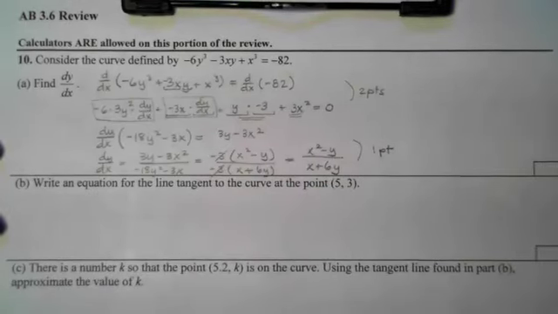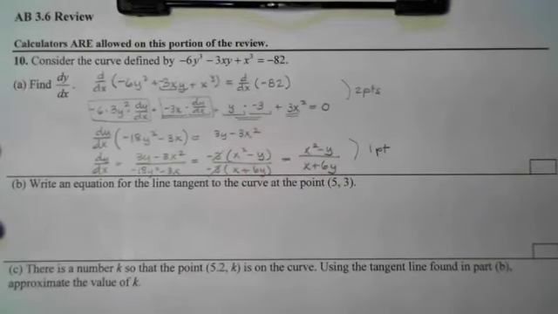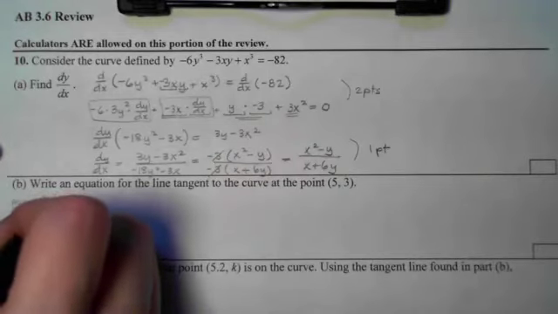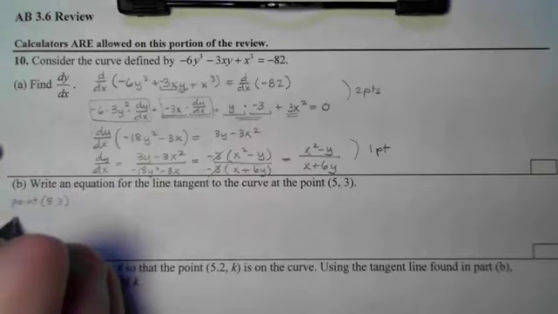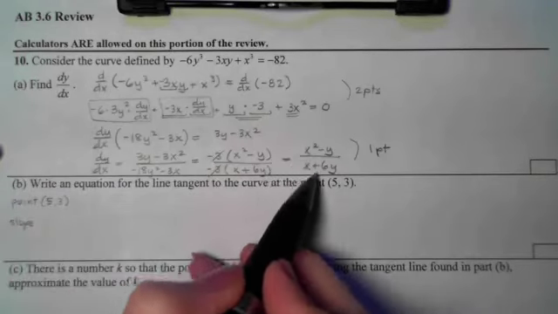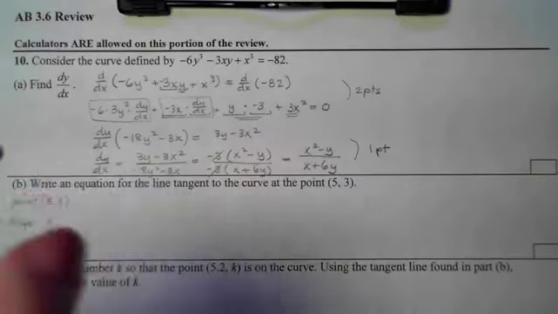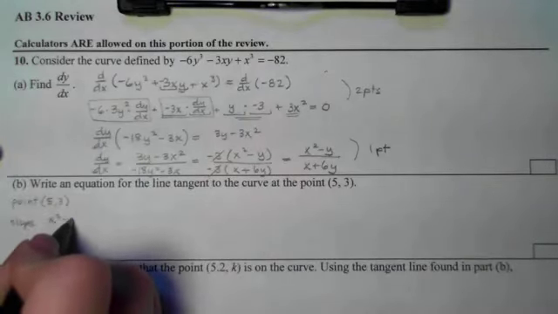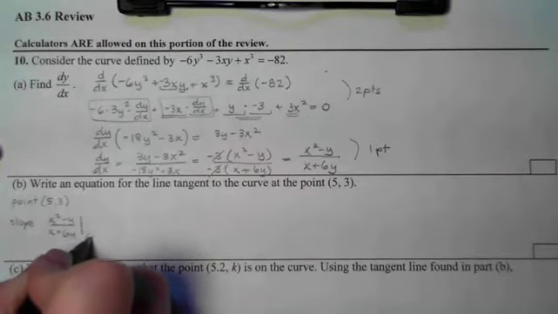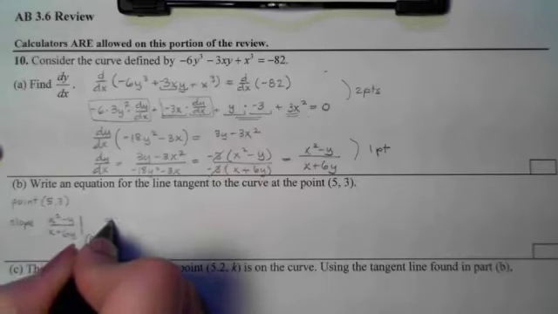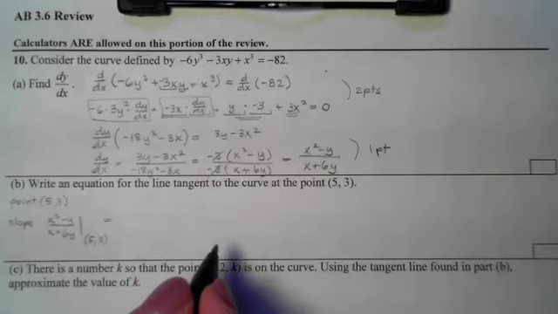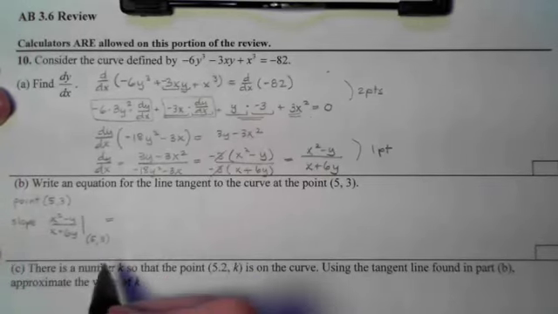Okay, part B, we want to write an equation for the line tangent to the curve at the point. So to write equations of lines, we need a point and we need a slope. We already have the point. The slope will be this derivative that you just computed, which is x squared minus y over x plus 6y, evaluated at the point. Remember, you can't have slopes with variables in them that involve x, because then what you write will not be the equation of a line, it will be the equation of something else.